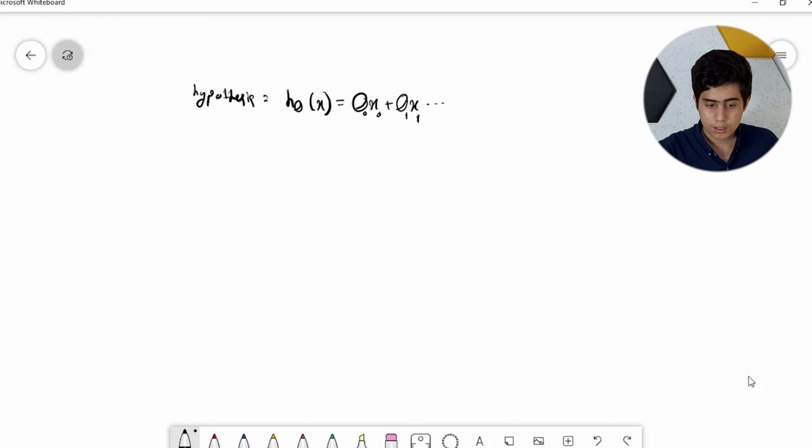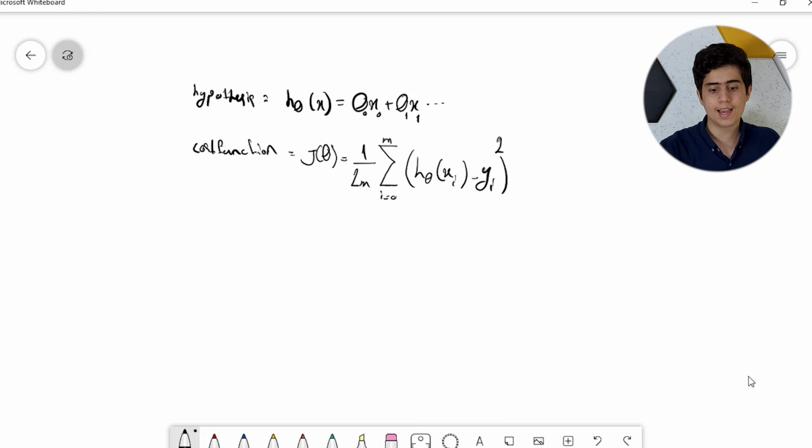Then I talked about what a cost function is, and it basically is a measure of how accurate we are with our hypothesis function according to the data that we have. So the cost function looks like this, and the other name for it is the square error function. Then we talked about how we use the cost function and the gradient descent algorithm to make a better hypothesis that fits our data even better.